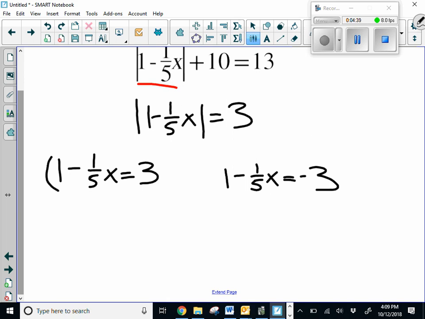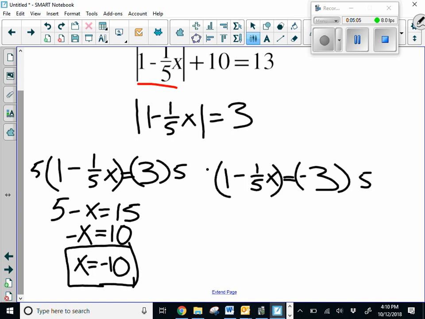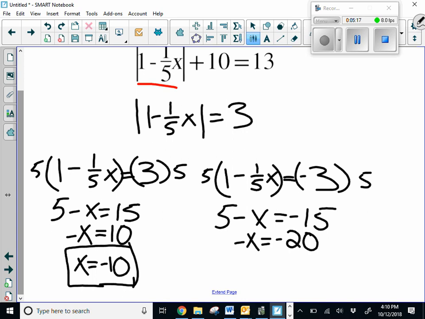And then we just solve these 2 equations. So multiply both sides by 5. We have 5 minus x equals 15. Subtract 5 from both sides. So here we have negative x, don't forget that negative, equals 10. So x equals negative 10 would be one possible solution. Then the other one, we do the same thing. Multiply both sides by 5. We have 5 minus x equals negative 15 in this case. Subtract 5 from both sides. We'd have negative x equals negative 20. Divided by negative 1, x equals 20 is our other possible solution.